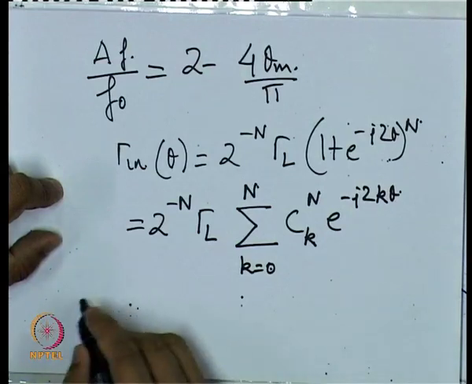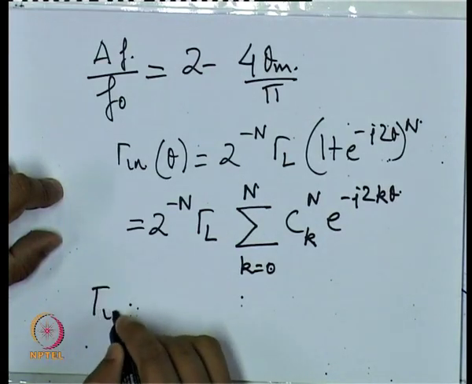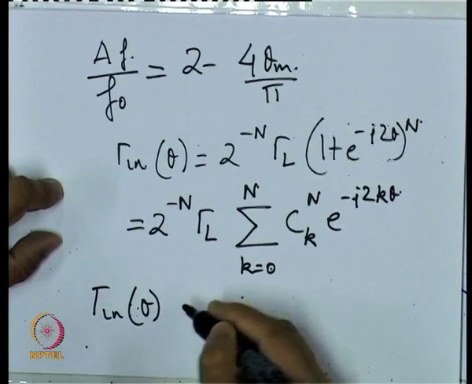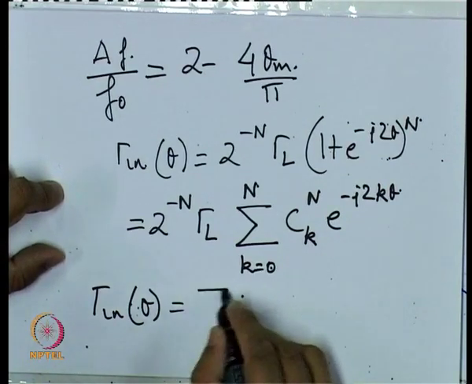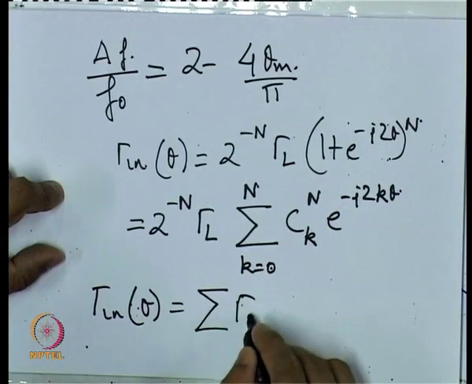Now, in the previous module, we had seen that for multiple sections of transmission line, the input reflection coefficient is also given by this formula.